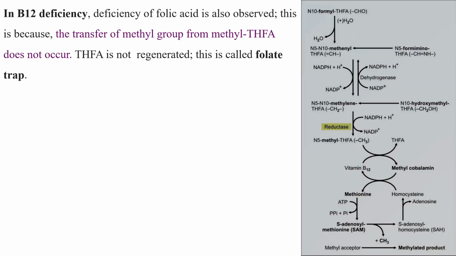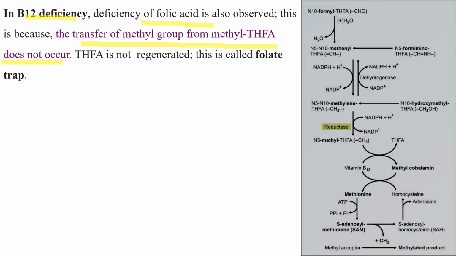And we can see that if any person has a B12 deficiency, which is known as cobalamin, we can also see the deficiency of folic acid. This is because the transfer of methyl group from methyl THFA does not occur. Methyl THFA is generally produced from the folic acid, and methyl is a one carbon group.